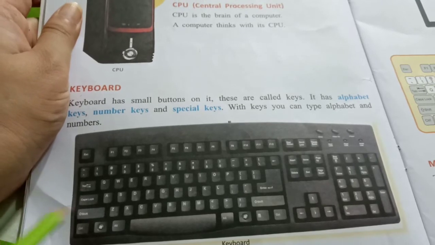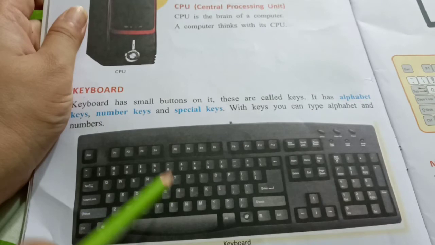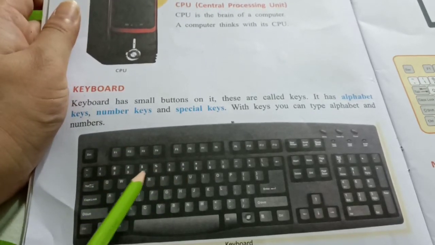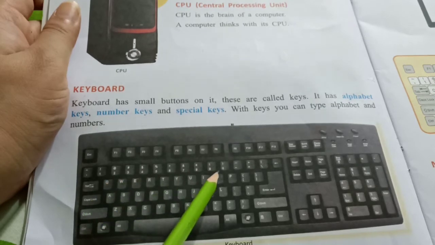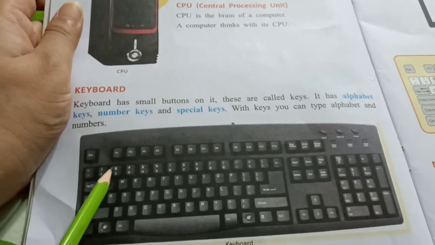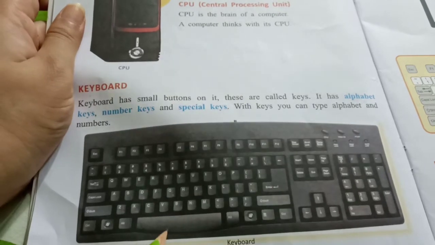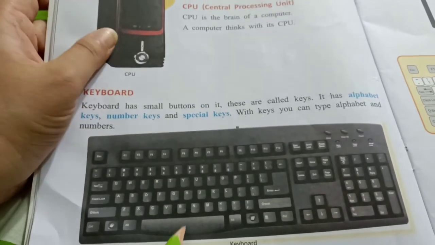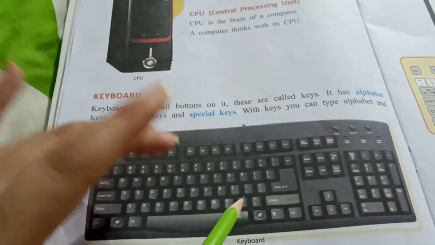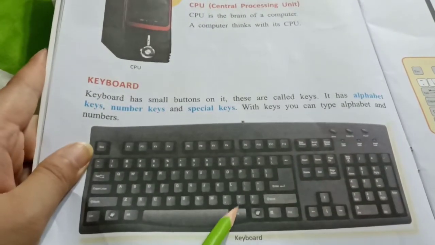Now as you can see, there are the alphabets, right? Like Q, W, E, R, T, Y, U, and these are the special keys, right? Like we use in maths, right? And these are the numbers. So all of these we use in our work. We are doing something and then we are commanding it, and then it will appear on your monitor screen, right?